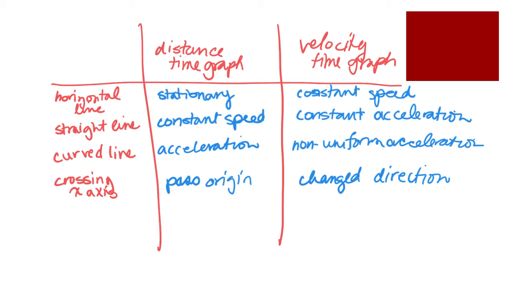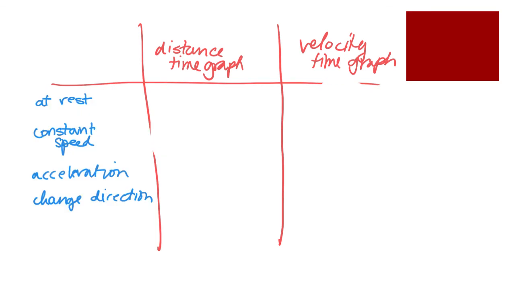So what I would suggest is that you also make yourself a table that looks like this, but instead of having the features of the line, you actually have a graph or table that says what you should graph in order to find it. For example, at rest, constant speed, acceleration, or change in direction. I'll leave that for you to do. It's a really good exercise to see whether or not you truly understand how to interpret your motion graphs.